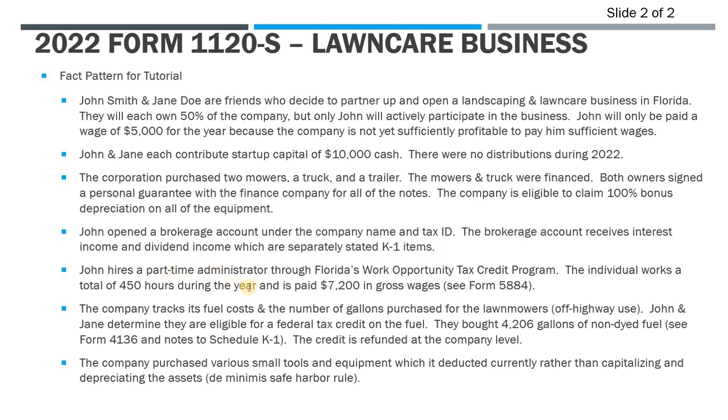Now, John also decided during the year that he was going to hire a part-time admin person through Florida's Work Opportunity Tax Credit Program. So the Work Opportunity Program basically says if you hire an individual through this program that qualifies, you can get a federal tax credit for a percentage of the wages you pay them during the year. So this individual worked 450 hours during the year, was paid $7,200 in gross wages, and so we'll see how all of that is reported on the 5884.